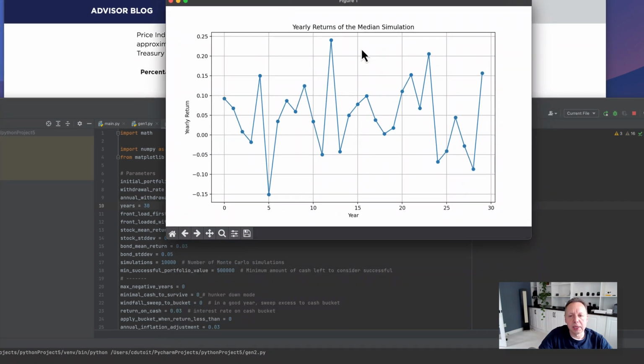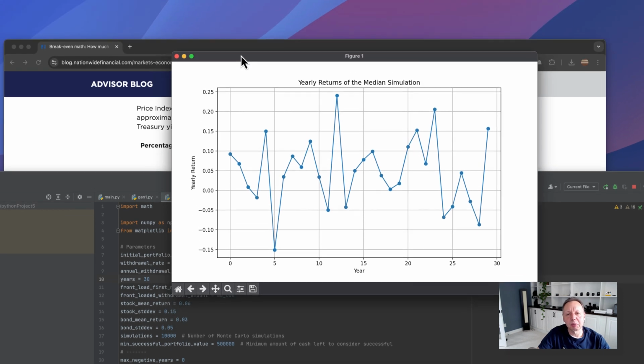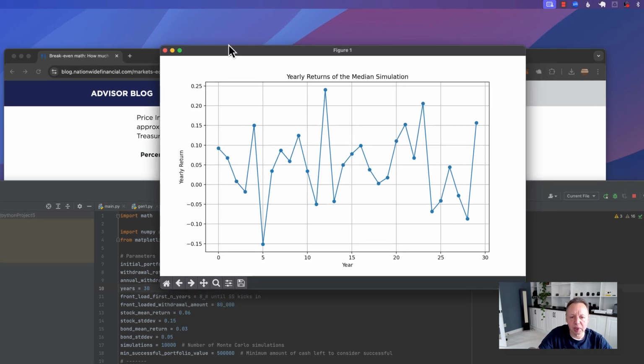If you look at, where did that graph go? This is what the median out of those 10,000 simulations looked like. Here's your zero line. And you can see retirement started off pretty well. We got almost 10%, 6%, 2%, a little bit of a negative year over there, but then a nice 15% return. Not a great return there, but for the most part, largely positive with a couple of negative years in between. That was the median out of those 10,000 simulations.